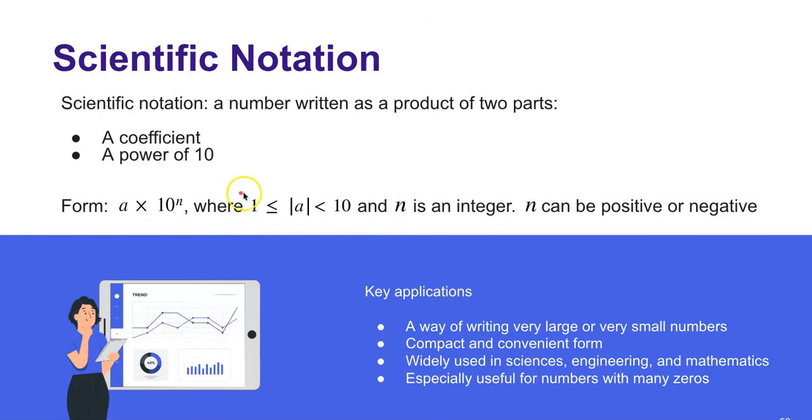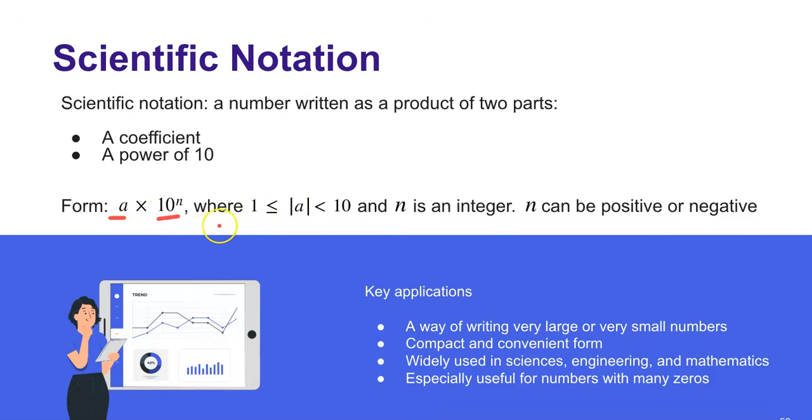All right, let's talk a little bit about scientific notation. There's only two parts. We have a coefficient and a power of 10. So A is my coefficient part, and a power of 10 is the second part. So we just need to know, well, what can my A be? It can be any number.